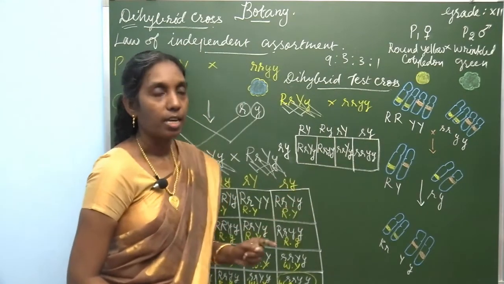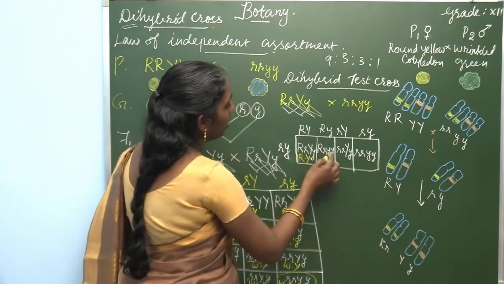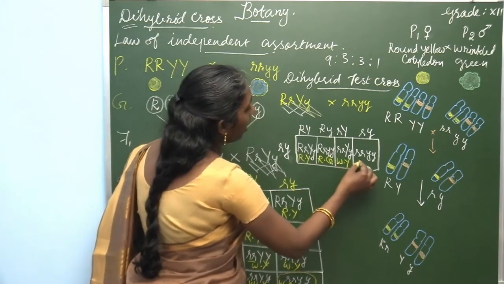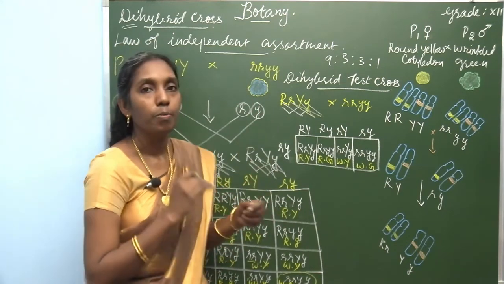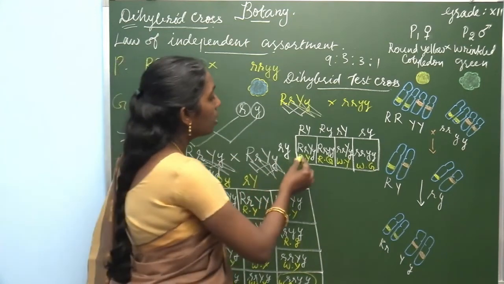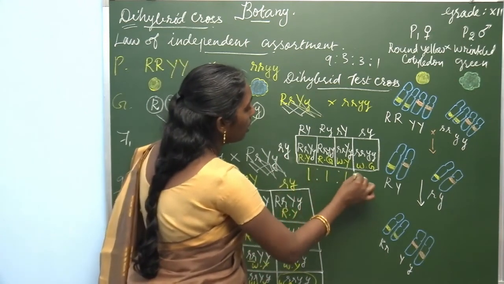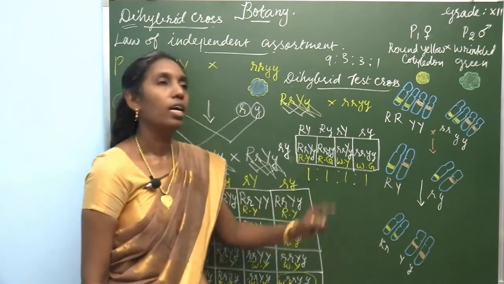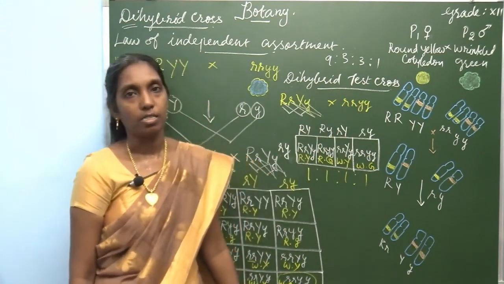What characters does it express? This is round yellow. This is round green. This is wrinkled yellow and this is wrinkled green. So when you make this cross and allow it to test cross, the dihybrid test cross, it produces all these characters in a 1:1:1:1 ratio: one round yellow, one round green, one wrinkled yellow and one wrinkled green. This cross is called the dihybrid test cross.